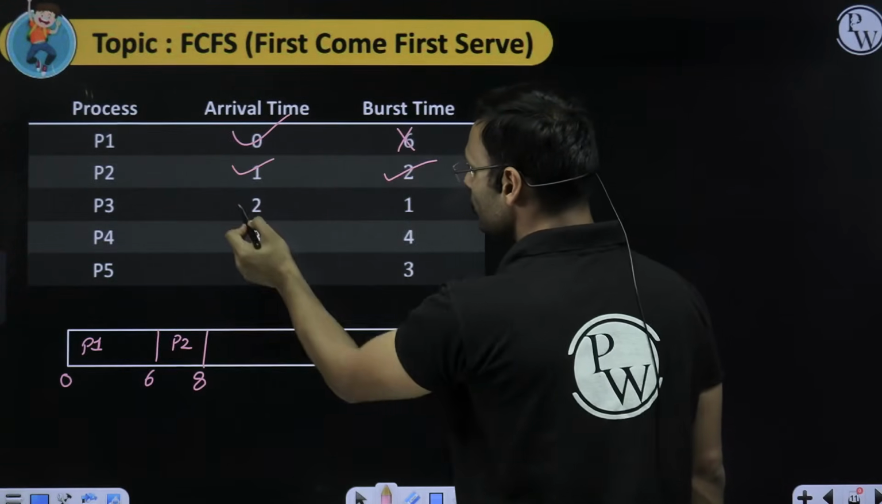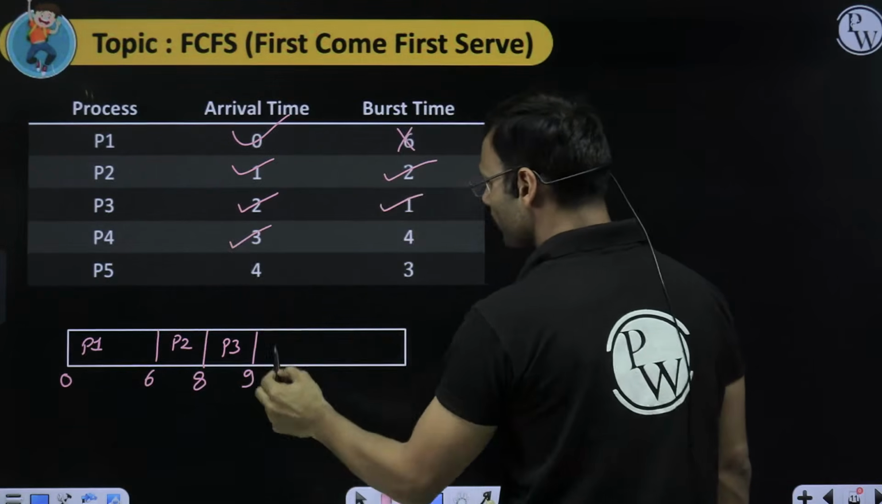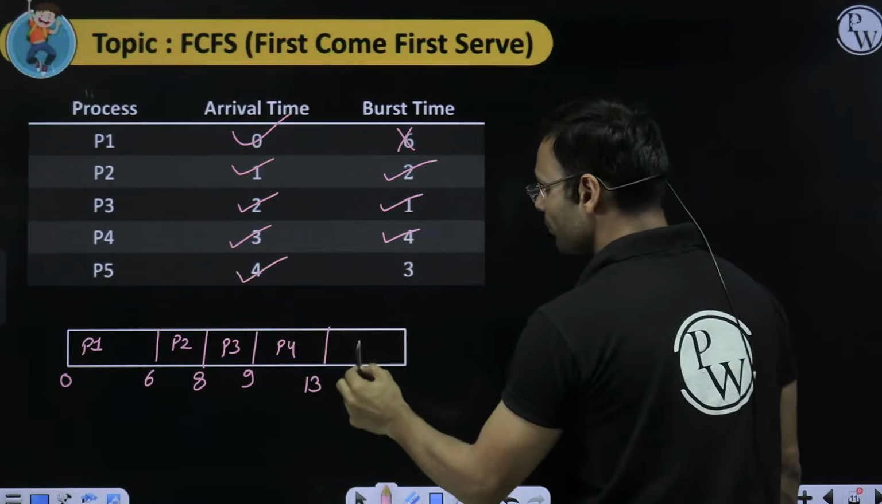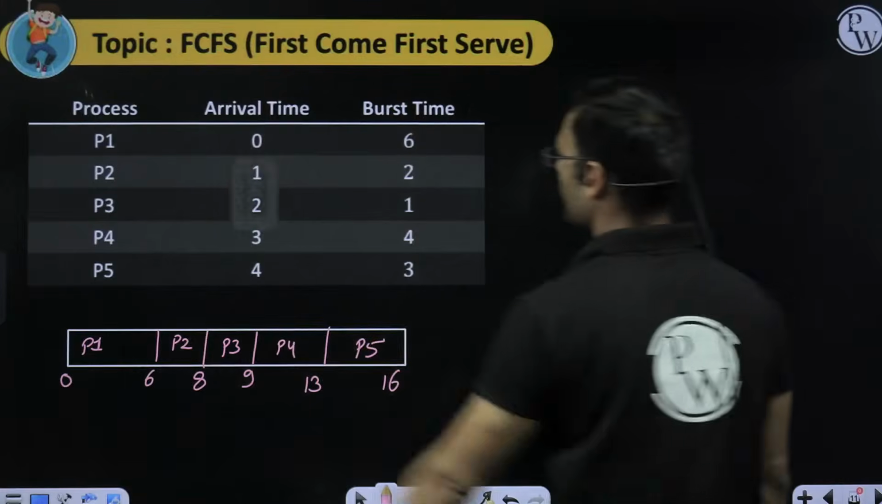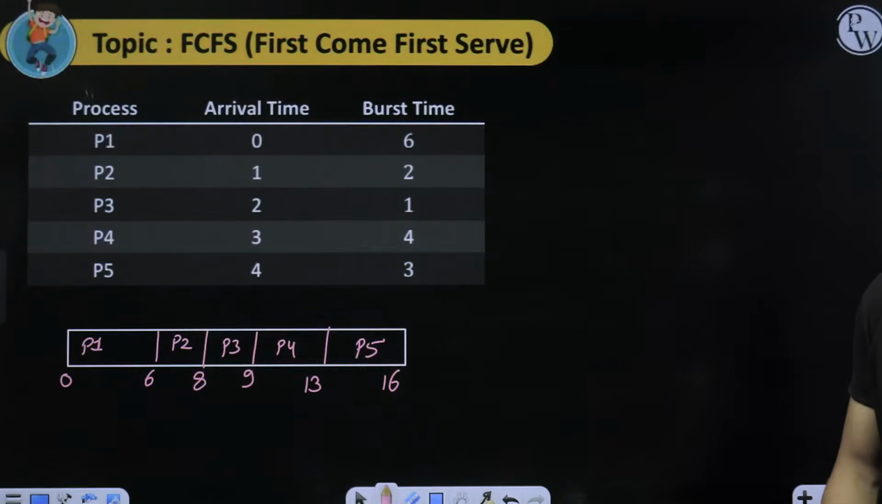Then next arrival time 2, P3 will run next for 1 time unit till 9. Then P4 will run next, plus 4, 13. At the end, P5 will run next, plus 3, till 16. This is how you are going to solve this particular question. Understood?